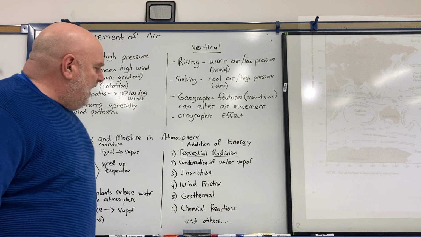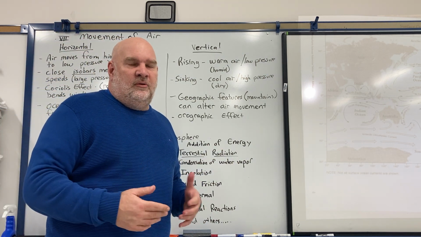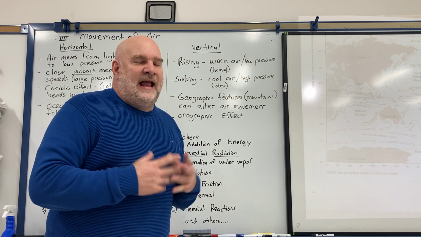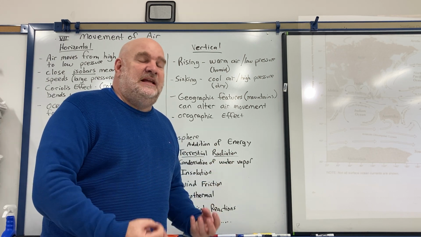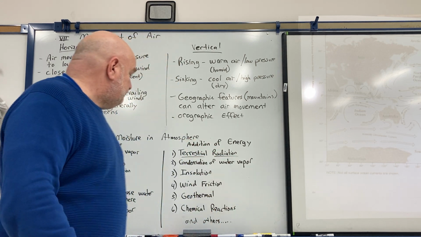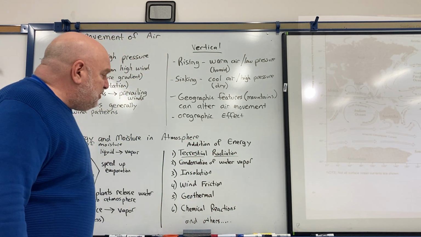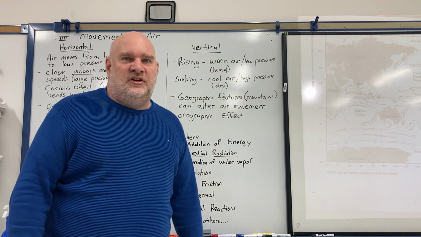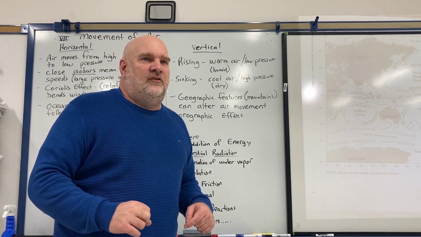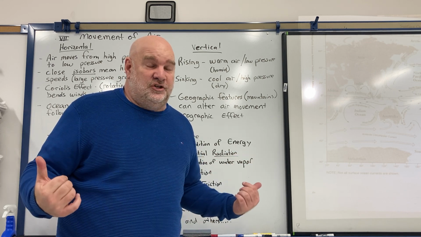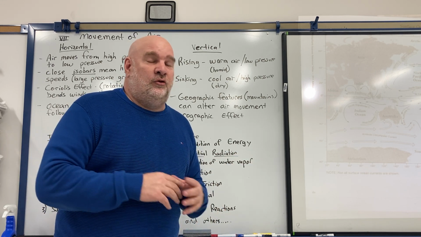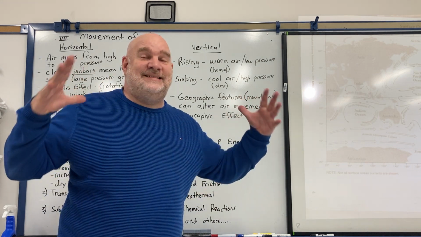Geothermal. The air around something like a volcano, or the air around a hot spring or a geyser, the heat from deep down in the earth can warm up the air in a local area. Chemical reactions. There are some chemical reactions that you have to add energy to make happen. Other chemical reactions, when they take place, release energy. For example, when you mix acid and water together, that's an exothermic reaction that releases heat.